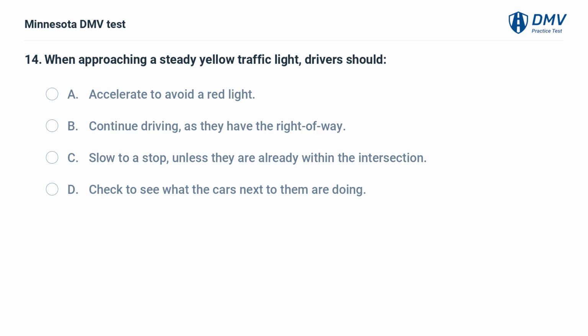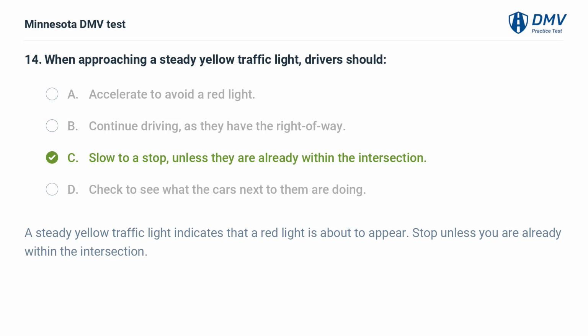When approaching a steady yellow traffic light, drivers should A. Accelerate to avoid a red light. B. Continue driving, as they have the right-of-way. C. Slow to a stop, unless they are already within the intersection. D. Check to see what the cars next to them are doing. C. Slow to a stop, unless they are already within the intersection. A steady yellow traffic light indicates that a red light is about to appear. Stop unless you are already within the intersection.